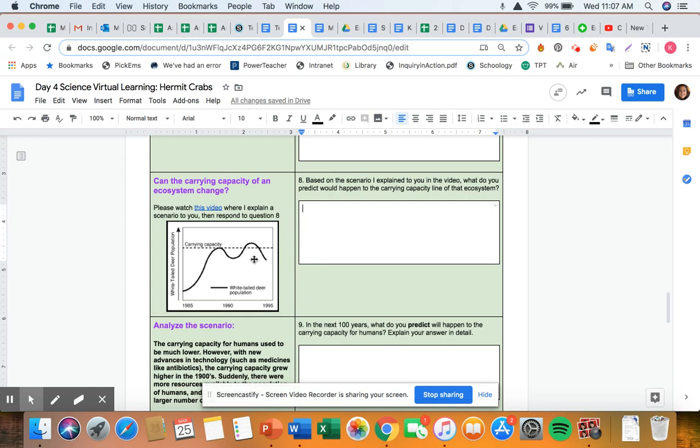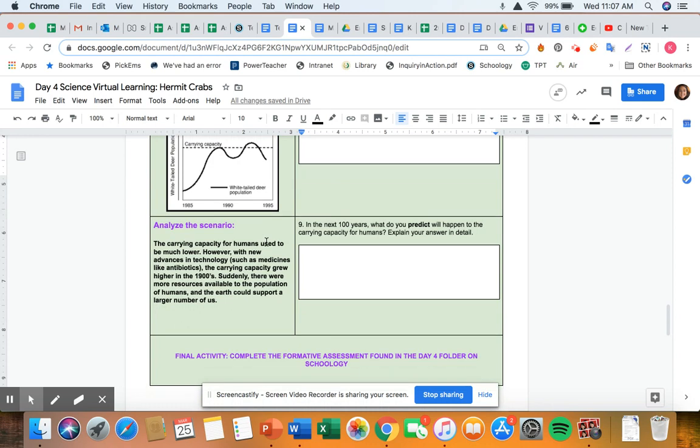What will happen to the carrying capacity in the scenario that I gave you? So you might say something like the carrying capacity will stay the same, it won't change. You might say something like the carrying capacity will go up, the ecosystem will have more resources, and so more of the species can survive. Or you might say that it could go down, that there will be fewer resources and therefore fewer animals that can be supported by that ecosystem.